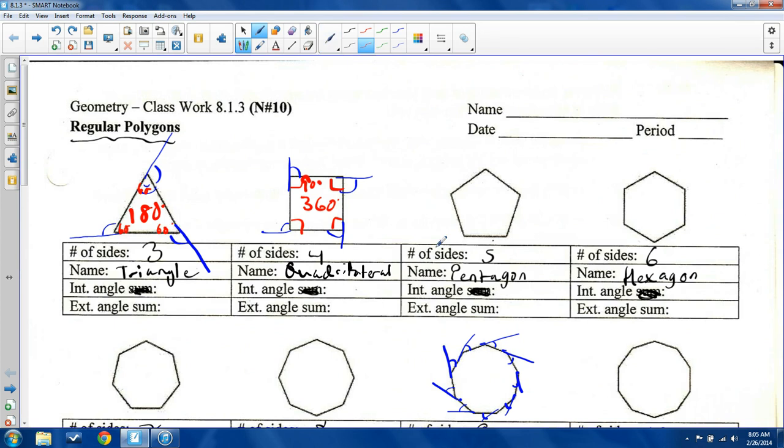Maybe I'll look at it really quickly. I need to watch my clock. I need to finish at 8:20.